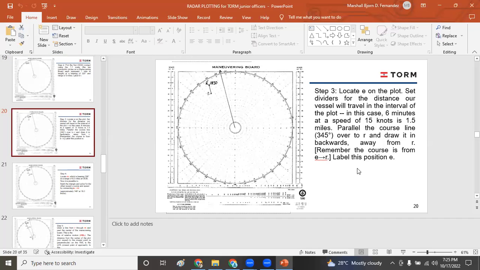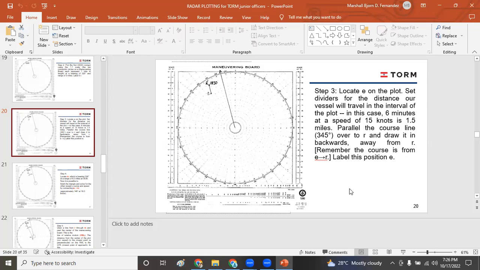Step 3. Locate E on the E-plot, set out dividers for the distance our vessel will travel in the interval of the plot. In this case, 6 minutes at a speed of 15 knots or 15 nautical miles. So you're going to transfer your heading from here, from this heading up to align to the first observation, which is echo. So in 6 minutes, dahil ang observation mo 6 minutes, and given na yung speed mo, which is 15 knots, ilang milya ang tatakbuhin mo, sa speed na 15 knots and 6 minutes.